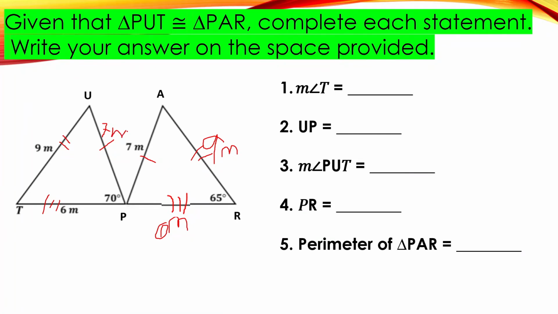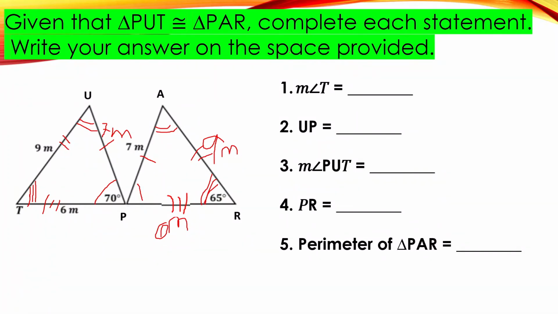Next, identify natin naman dun sa angle. Okay, so from PUT. So this one, PU. So sabihin natin dalawa yan. Tapos ito ay tatlo. Okay. Yan. So ito ay isa, dalawa, tatlo. So, 1, 2, 3.